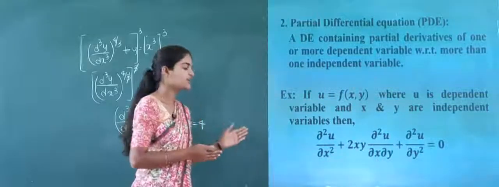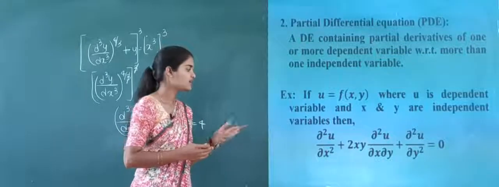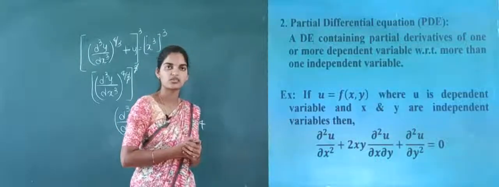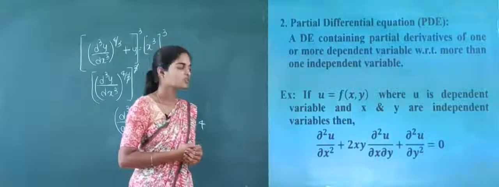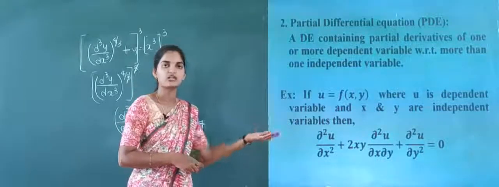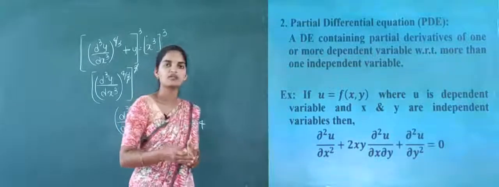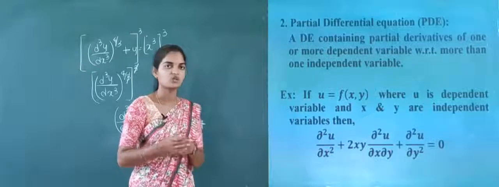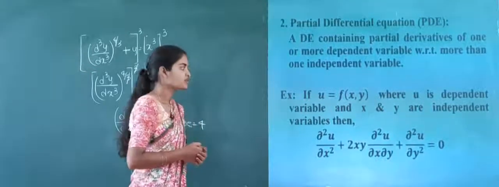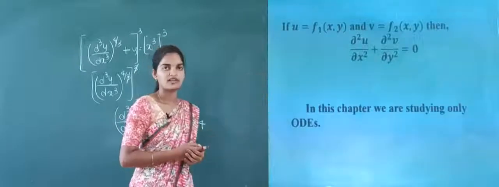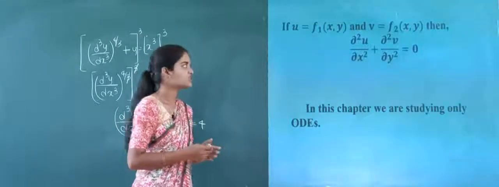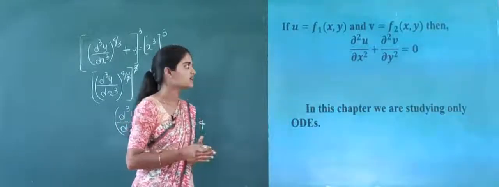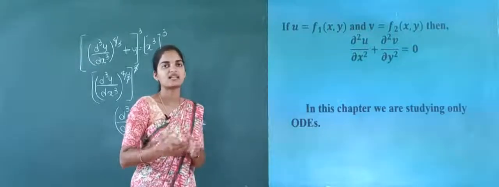Here our dependent variable is only one, that is u, and here derivatives exist with respect to two independent variables, that is dou square u divided by dou x square, one derivative is there, and again the second, dou square u divided by dou y square, that is with respect to y. Therefore with respect to both the independent variables we have derivatives, and hence we can take it as the example for partial differential equation. Again I will take one more example, that is with respect to two dependent variables. u is equal to f1 of x y, and v is equal to f2 of x y. Here u and v are dependent variables, and the independent variables, you can tell, are x and y.